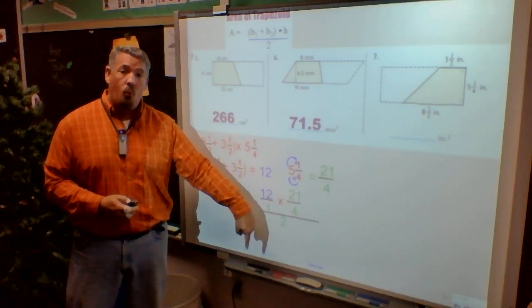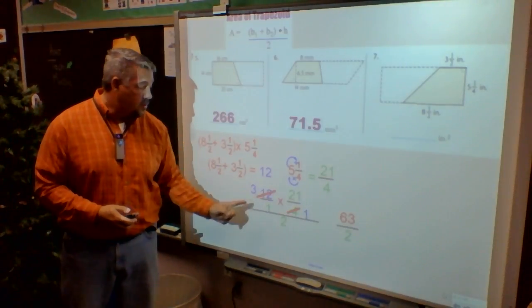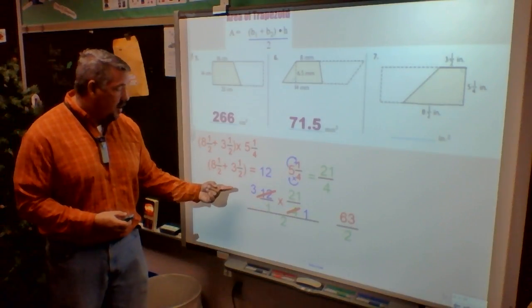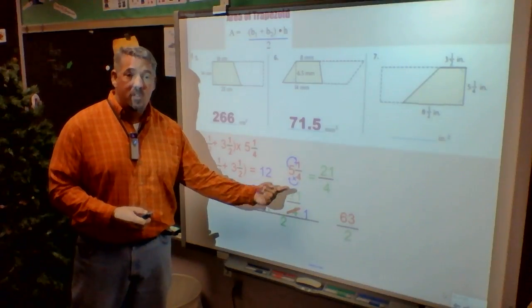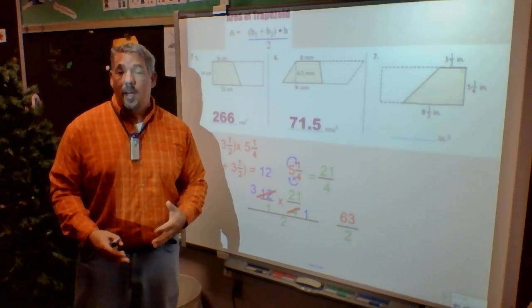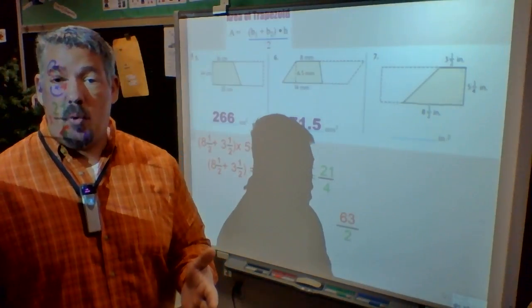4 does go into 4 one time. 4 does go into 12 3 times. So I'm going to cross reduce and change those. So when I multiply straight across, I end up with 3 times 21, which is 63. 1 times 1, which is 1. And we ought to know by now that 63 over 1 is just 63.